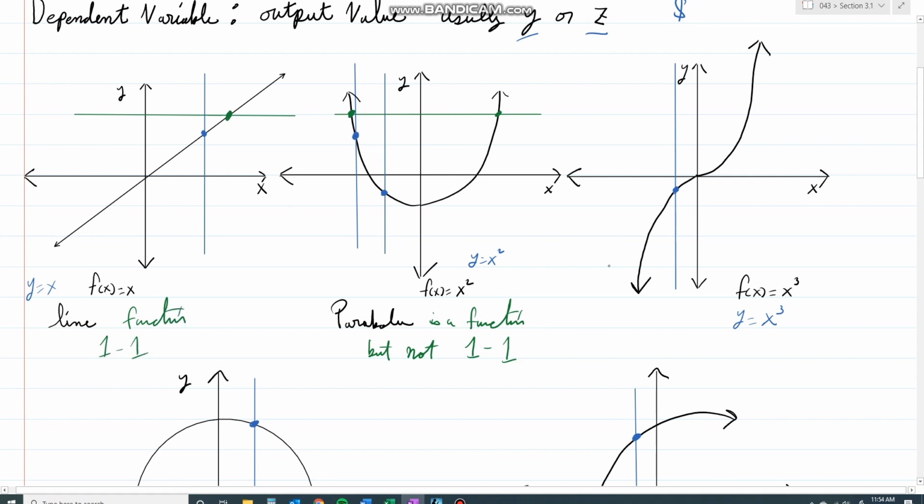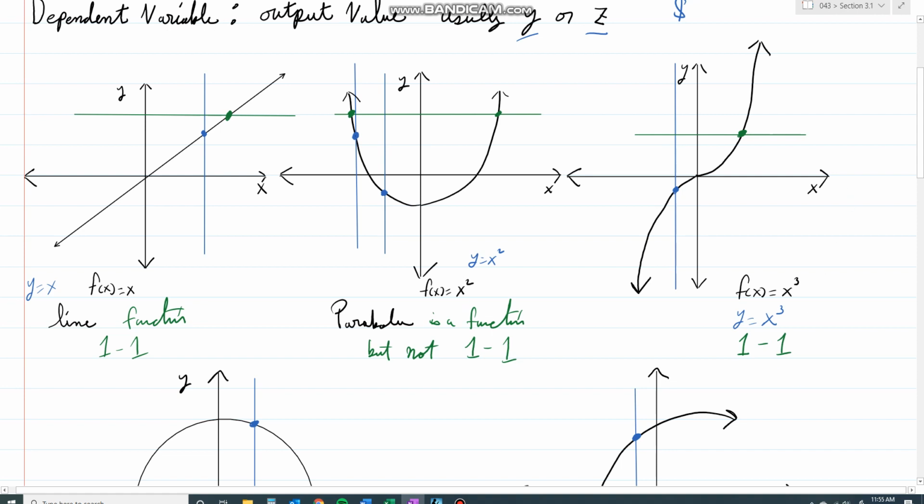Okay, what about this y equals x cubed? Is that 1 to 1? Well, let me see. If I do a horizontal line test, it only crosses it one time. So yeah, that's 1 to 1 as well. Okay, 1 to 1. All right.